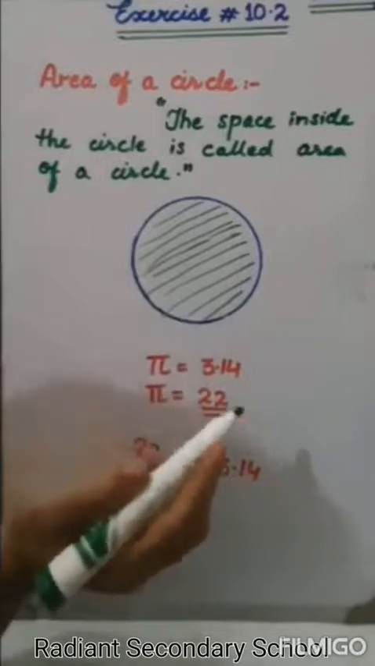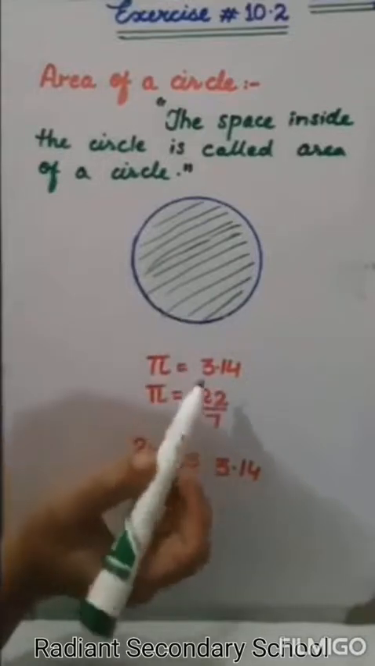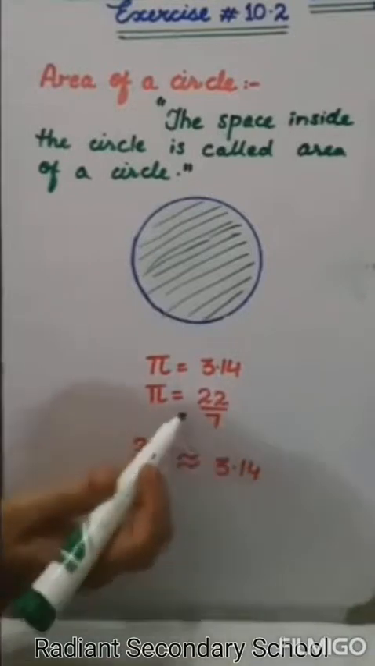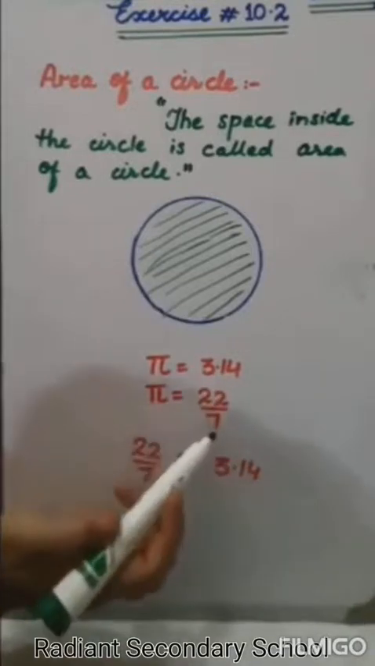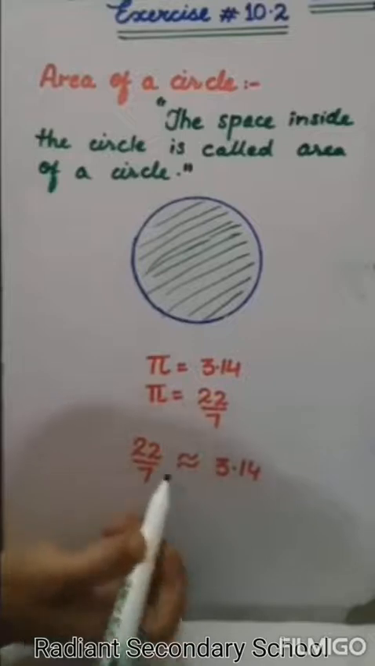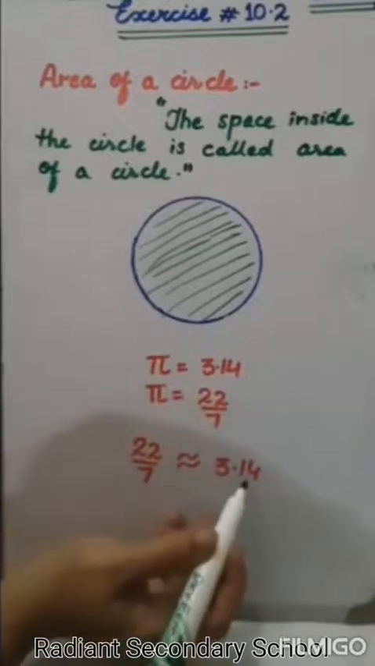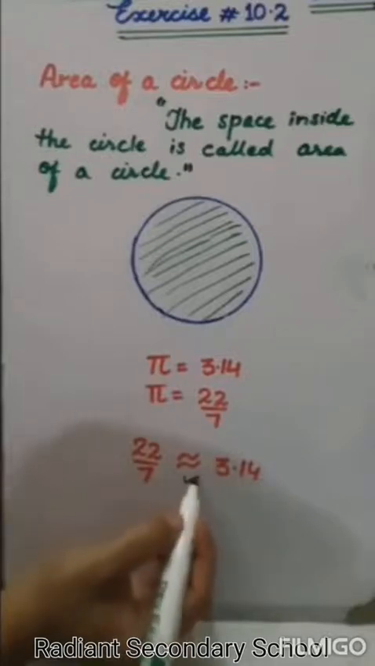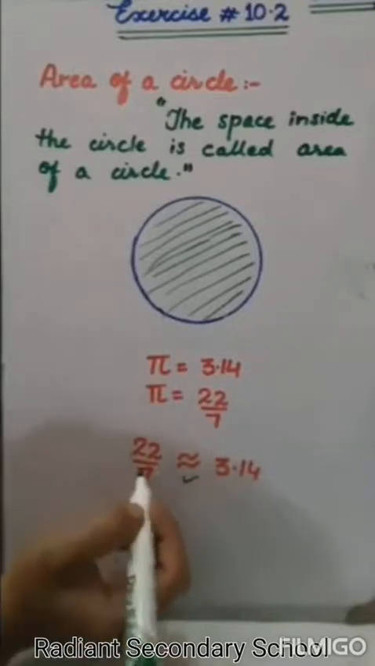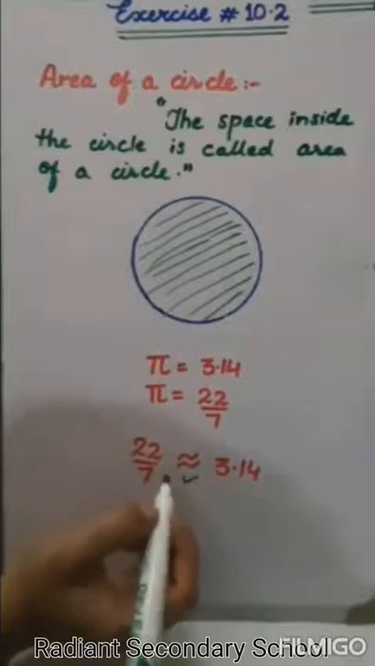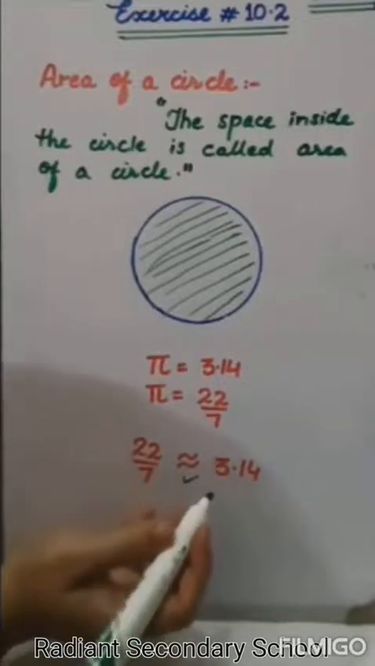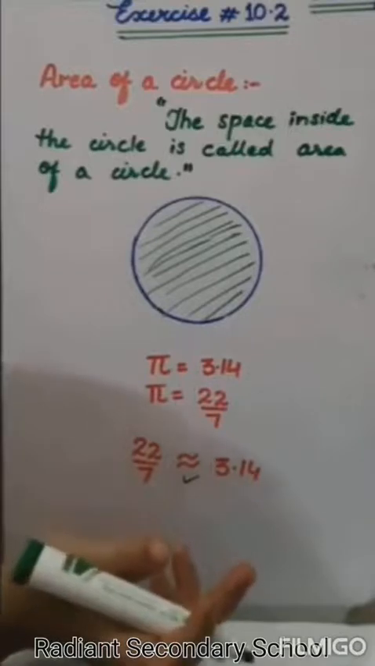In 10.2 we will use the value of pi as well. The value of pi is 3.14 and the value of pi is also 22/7. These two values, 22/7 and 3.14, are approximately equal to pi, not completely equal. These two values we will use according to the question statements.